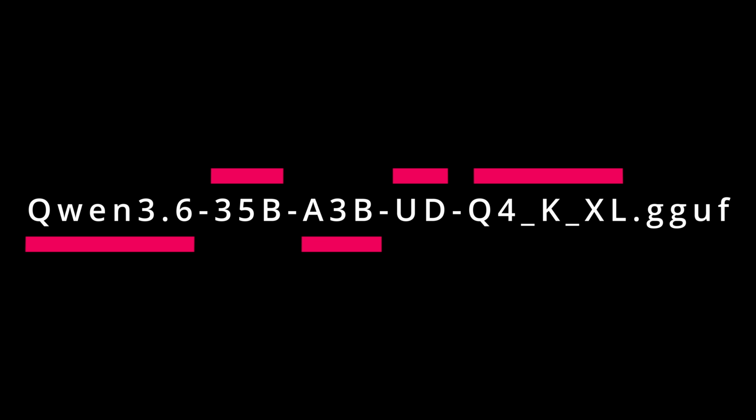Okay, let's try another example. Here, our base model is Qwen 3.6. Our size label is 35 billion. We have a fine tuning of A3B. Then we have a certain kind of thing that a lot of companies or organizations like to do, and this stands for Unsloth Dynamic. They want you to know they made this one. And then we have our encoding or quantization of Q4 with a K-quant of XL.